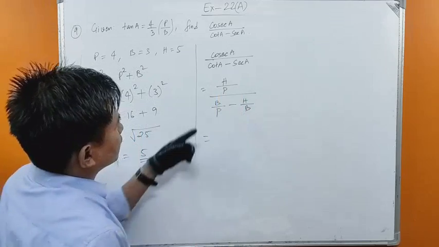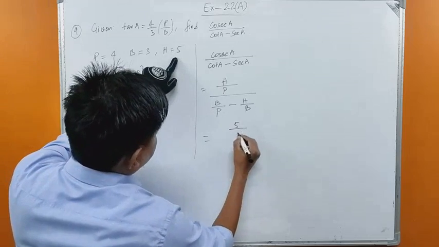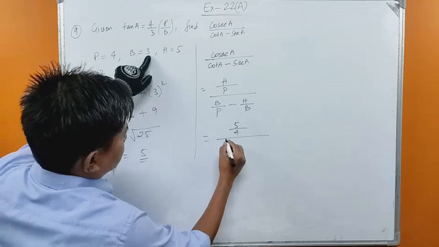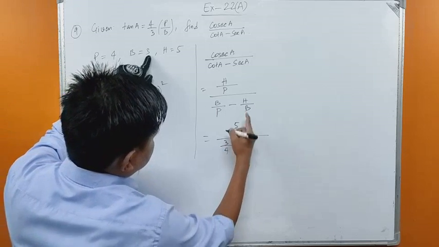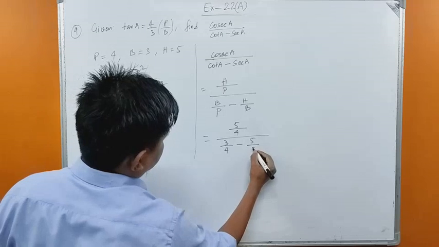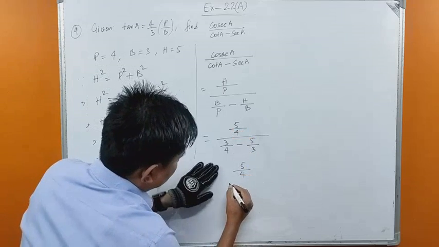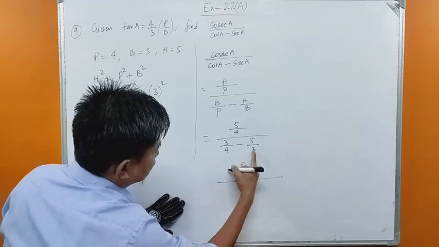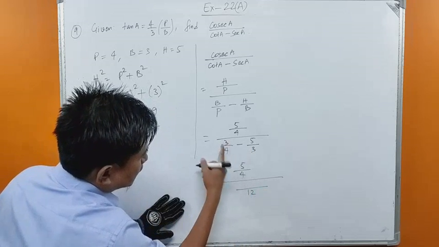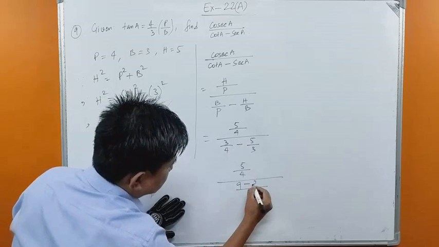So h upon p, we put the value of h upon p. What is h? H is 5, 5 upon p, p is 4, upon b is 3, minus h is 5 upon b is 3, isn't it? B is 3. So 5 upon 4 we copy as it is, 5 upon 4, whole upon LCM of 4 and 3 is 12, isn't it? So 4 3s are 12, so 3 3s are 9, minus 3 4s are 12, 4 into 5 is 20.